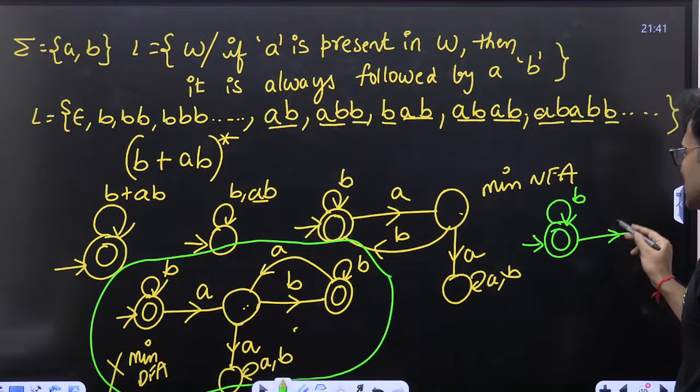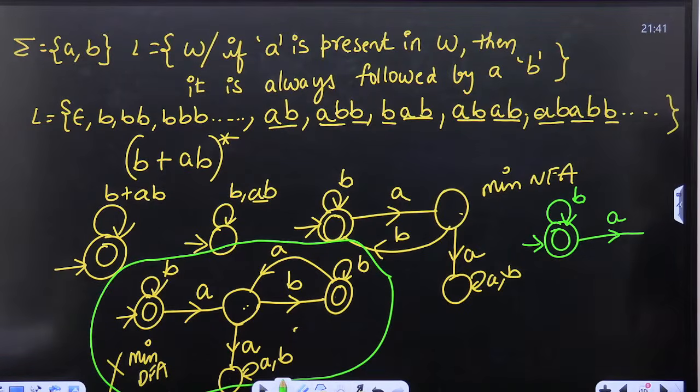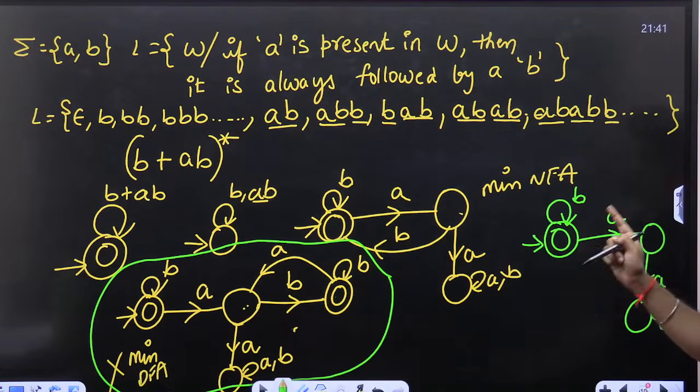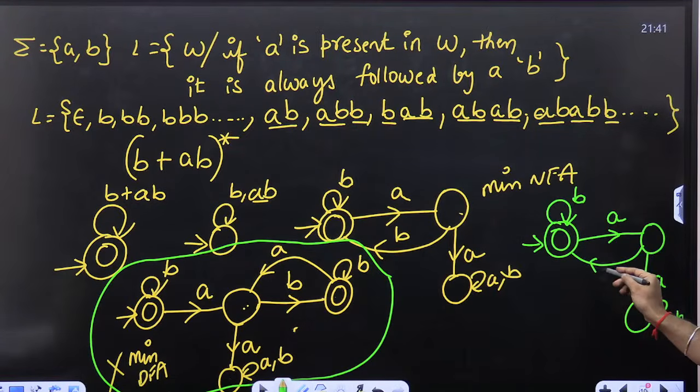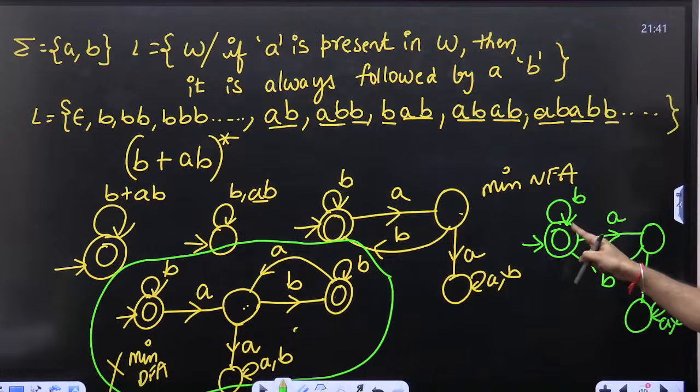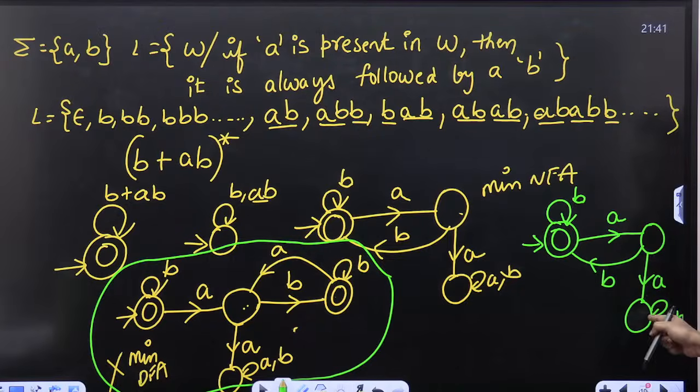If I get a, then if I get one more a, I'm going to kill it because a is followed by a. But if a is followed by a b or any number of b's, I have to accept it, so I will go back here. Epsilon, only b's. If a, then if it is followed by a b, I'll accept it. If it is followed by a, I'll kill it. So this is the minimal DFA.